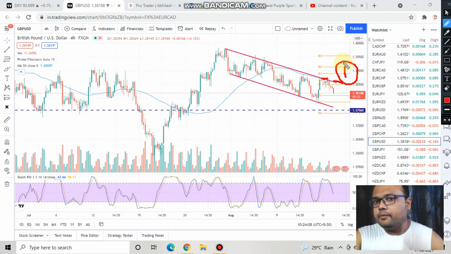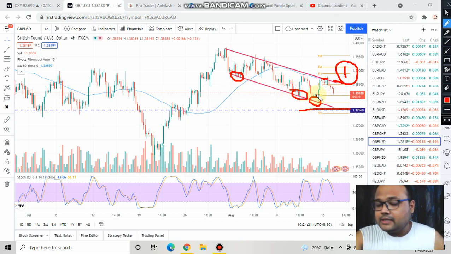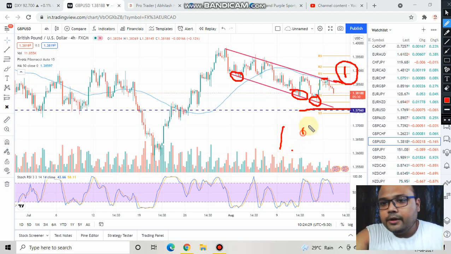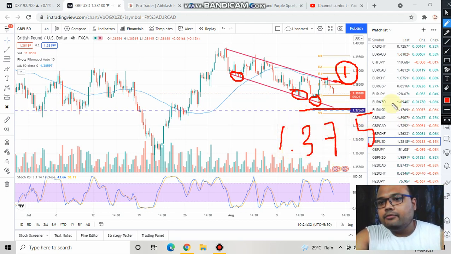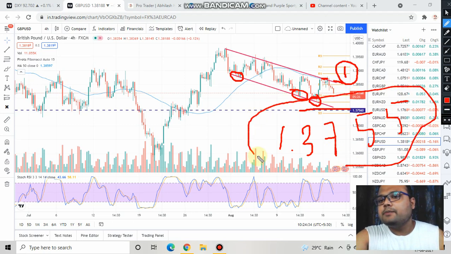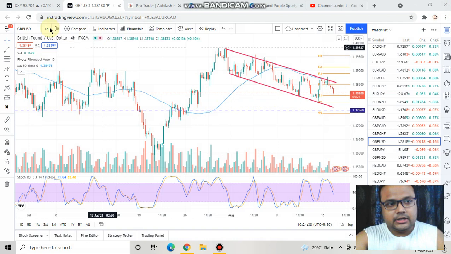This is your first trading opportunity, and your second trading opportunity is buy at this particular level. Previously, you can see that the market was also respecting this trend line as a support, but this is a seller's market, so going for a buy at the trend line is a risky one. But this level, 1.3755, is a strong support from the weekly chart. This is a strong support from the weekly chart.